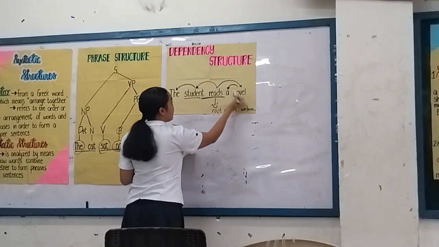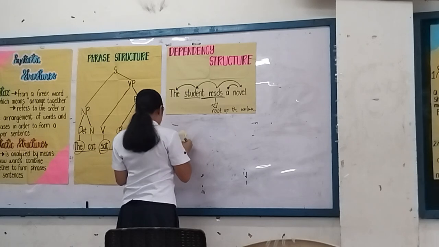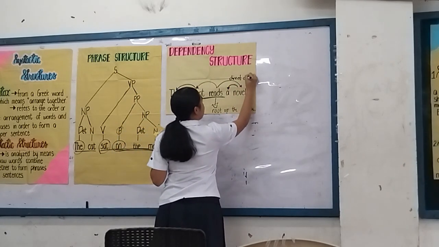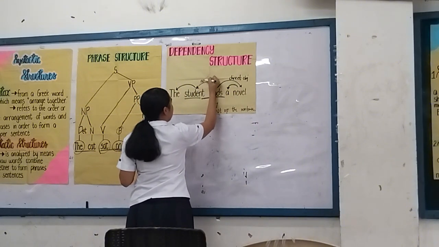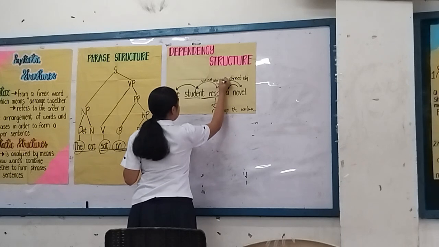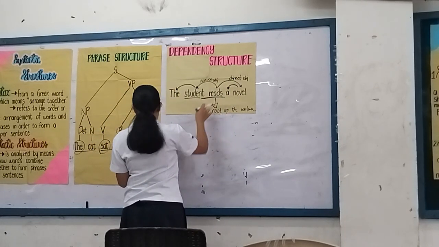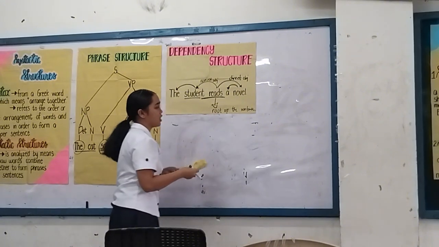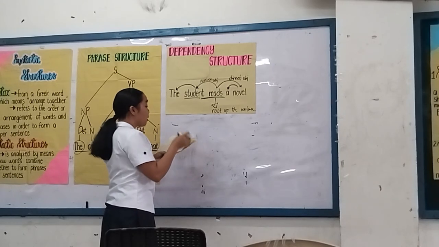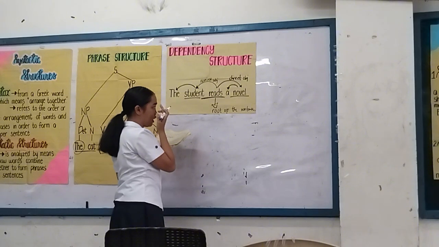And then here comes the novel. It is dependent on "read". It is what we call the direct object. So the direct object depends on the root of the sentence, which is "read", and it answers the question what. What is being read? The novel. So it is the direct object, and it answered the question what.